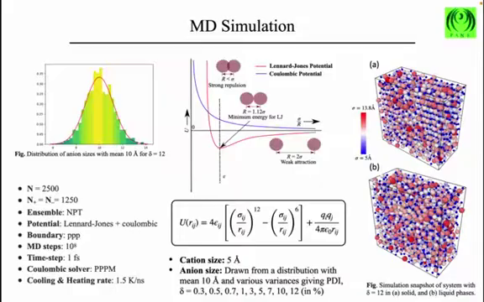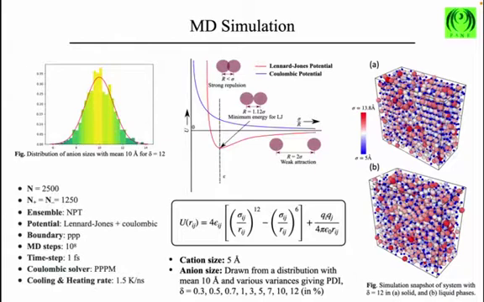In order to study this, we perform classical molecular dynamics simulation using LAMMPS. We consider 2005 number of particles in which there are equal number of cations and anions. Between each particle, the potential is Lennard-Jones and Coulombic potential combined, given by the expression here in the middle inside the box.